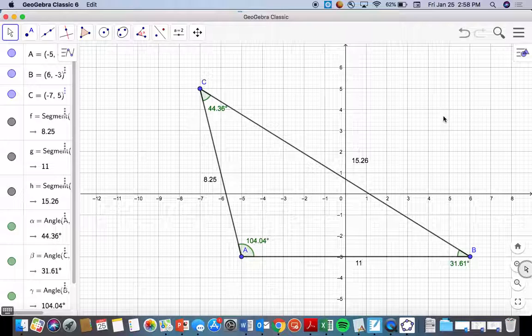Thanks. Derek, which one's the longest side? BC. Very good. I'm going to highlight that in red. Okay? Who can raise their hand and tell me which angle is the biggest angle? Ben? Angle A. Very good. I'm going to highlight that in red.